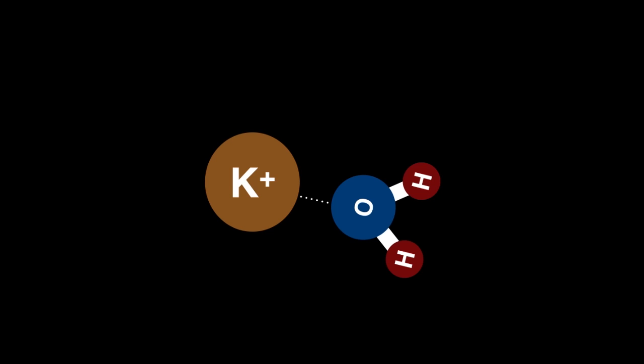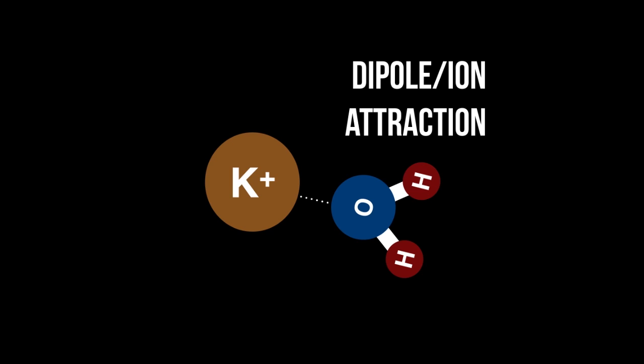So if we had a positively charged potassium ion, or any ion in general, and we had a dipole, for example, water, there would be an attraction between the ion and one of the ends of the dipole, either positive or negative. And this attraction is called a dipole-ion attraction. And there are three major things that tell you how strong a dipole-ion attraction is going to be.